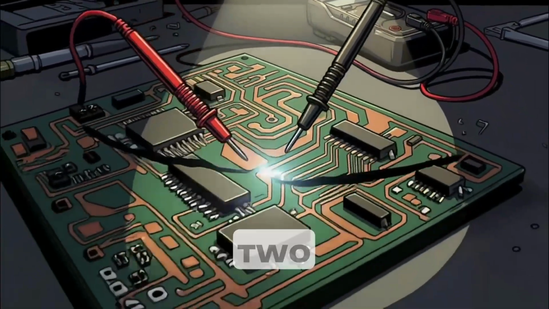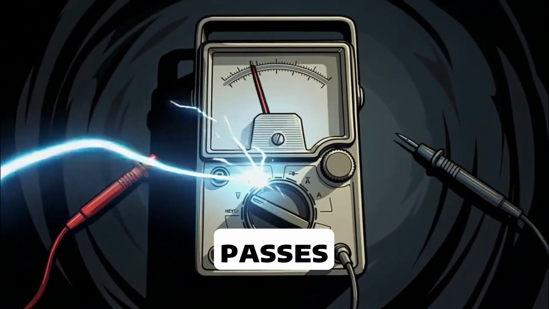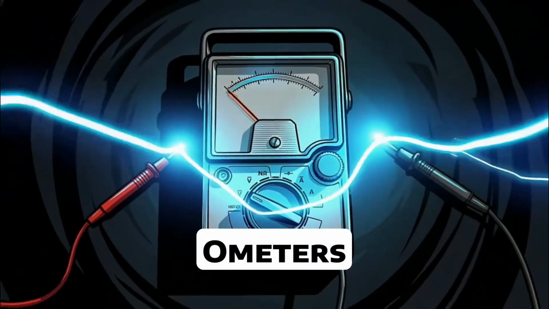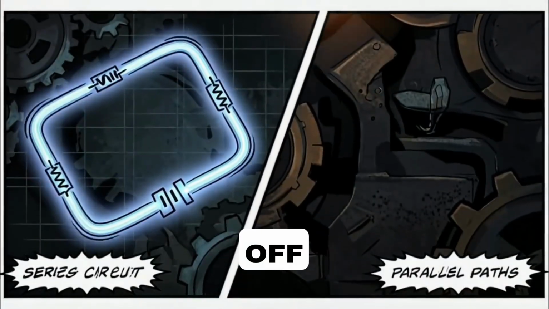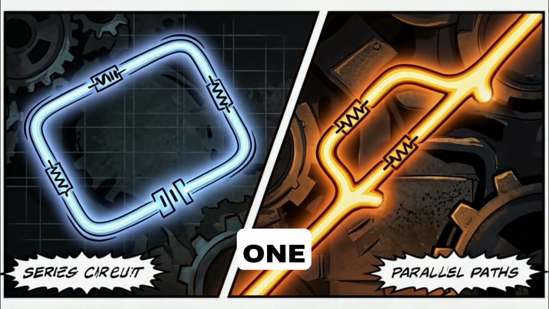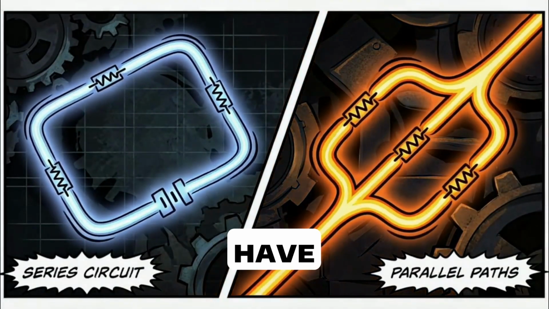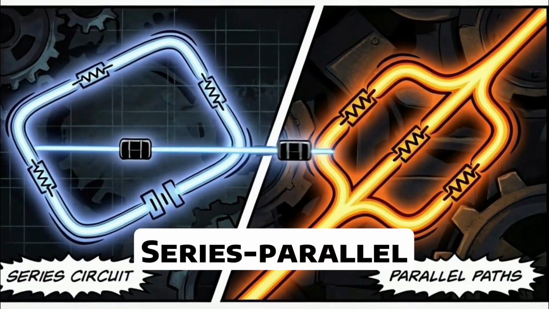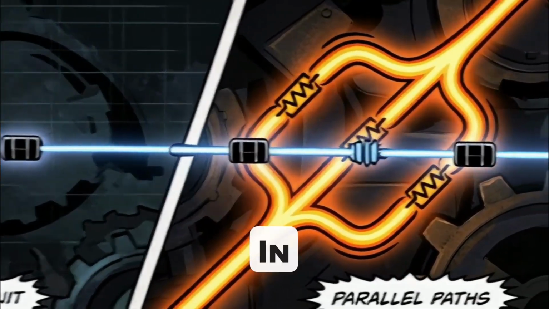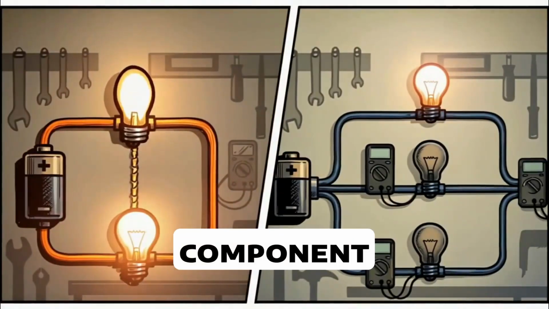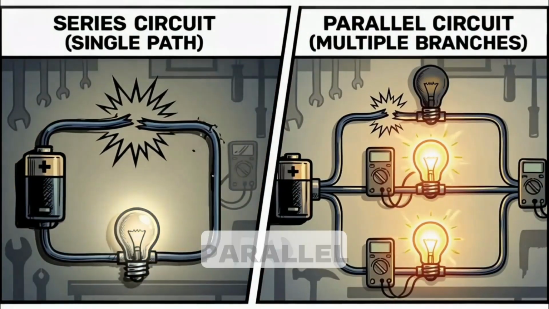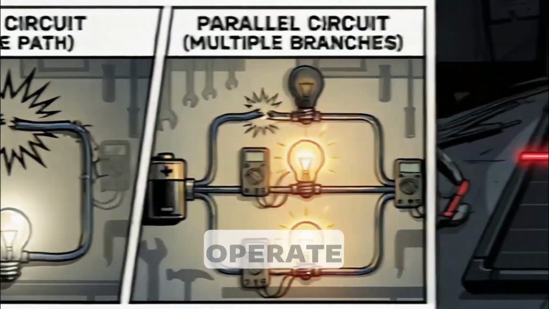Voltmeters connect across 2 points. Ammeters connect in series, so current passes through the meter. Ohmmeters measure resistance with power off. Series circuits have one path. Parallel circuits have multiple paths. Series parallel combines both. In series, one open component stops all current. In parallel, other branches may still operate.